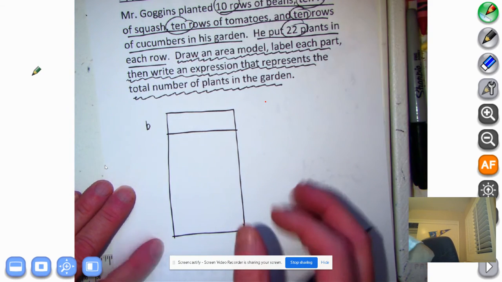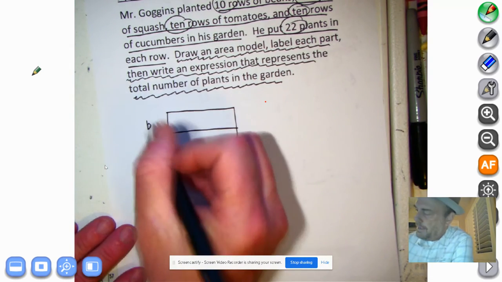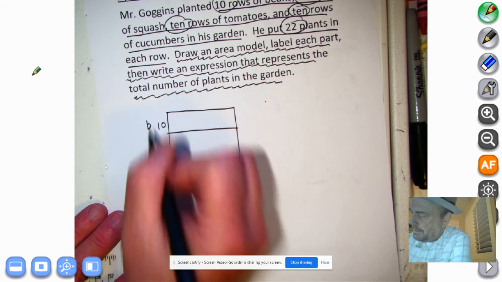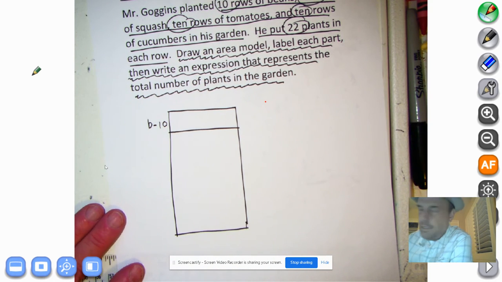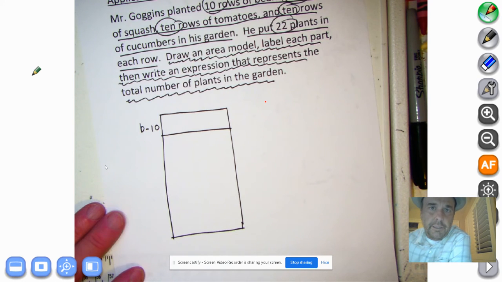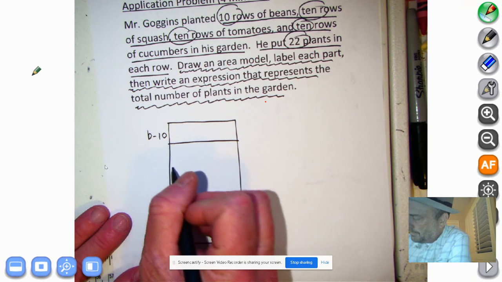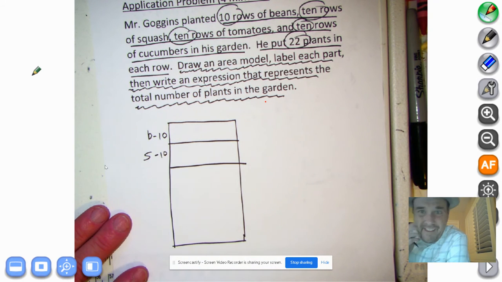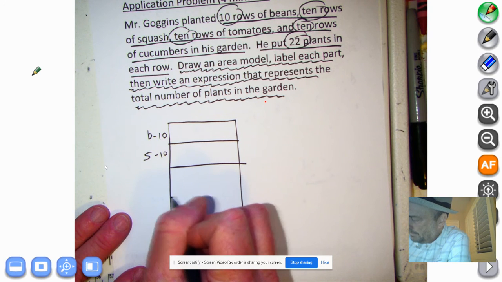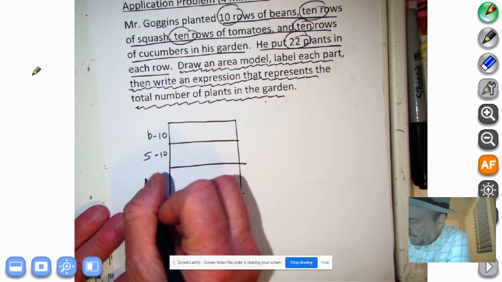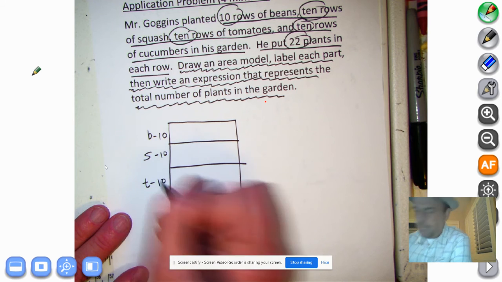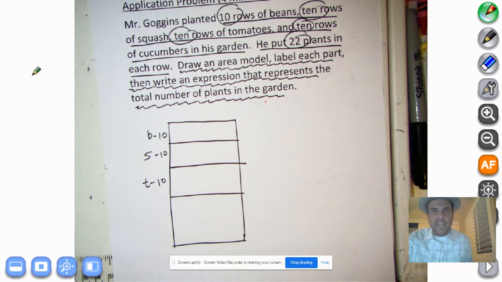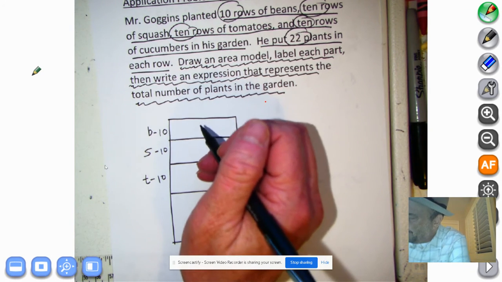Beans, 10. Let's put a little dash in there. Up next is 10 rows of squash. Squash, 10. Then we have 10 rows of tomatoes. I didn't do a very good job of making them equal, but that's okay. There's our T. I like tomatoes. A lot of kids don't like tomatoes, but when you get older, you might really enjoy them. And then finally, we have cucumbers.